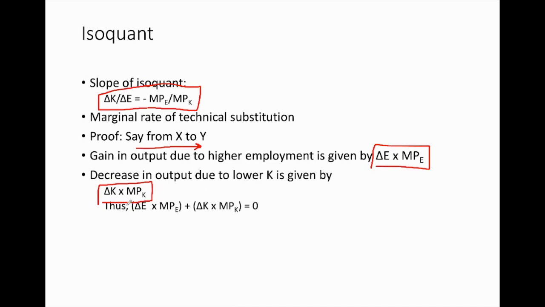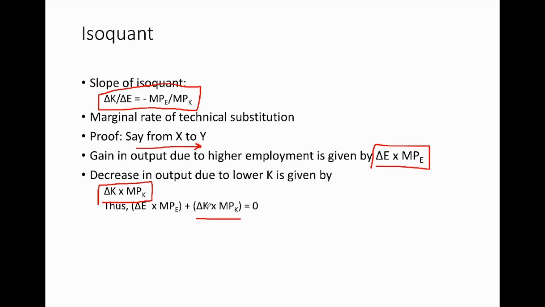Therefore, we can put them together, where change in worker times marginal product of worker will give us the gain in output from hiring more workers. And the second one, change in capital times marginal product of capital, will tell us the decline in output as we adjust the capital intake. So these two basically would cancel out one another because we are producing the same amount of output. So these two therefore will equal 0.